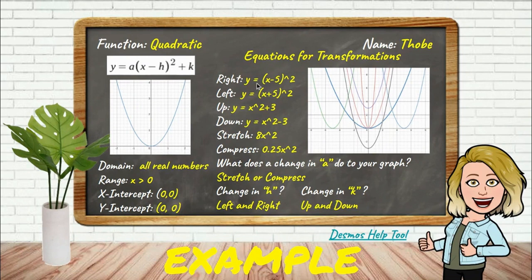Then you are going to create equations that make the graph do each of these things. Like this equation would take my graph to the right, left, and so forth. Then you're going to answer what does a change in A do, H, and K. And lastly, I have one picture here that has every single one of these equations on one graph, and that's what you'll put in this spot.